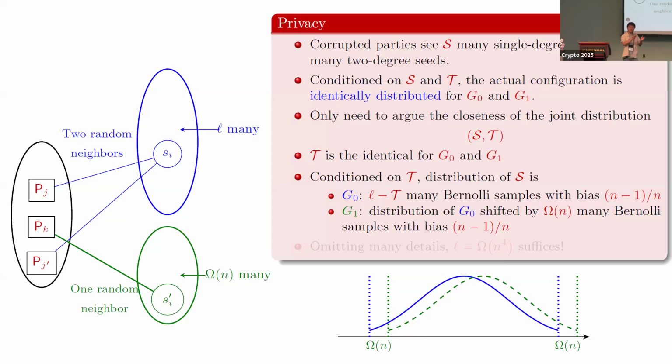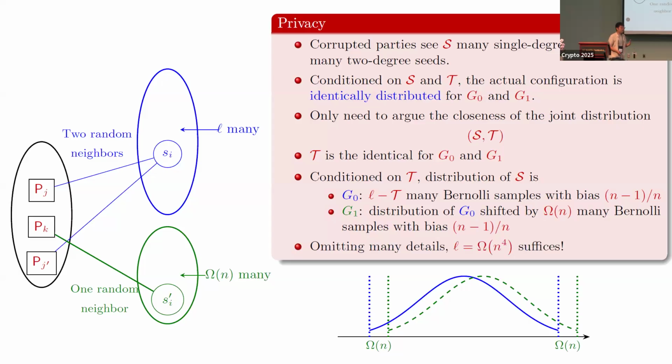This gets technical, but I will just give you a one-line summary. The number of seeds you see once in G0 is basically a summation of many Bernoulli distributions, so it behaves somewhat like the blue curve in the front here. And the number of seeds you see once for G1, which is the green curve here, is basically the blue curve shifted by the additional seed that we sampled, where the shifted amount is roughly order of n. In order to mask this, to make sure that these two distributions are statistically close, informally you just need the standard deviation of this blue curve to be larger than the shifted amount.